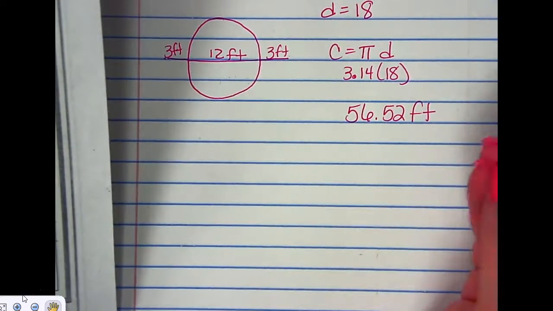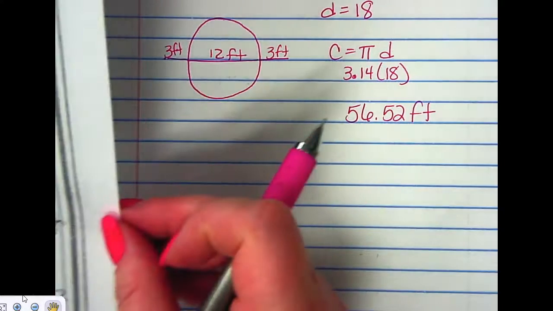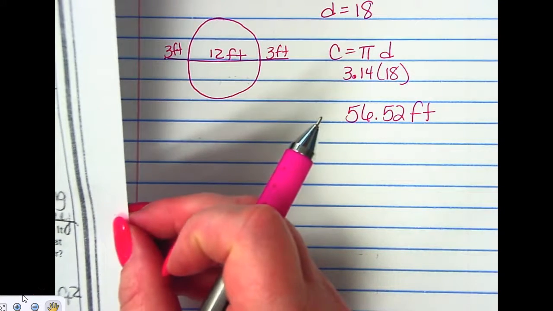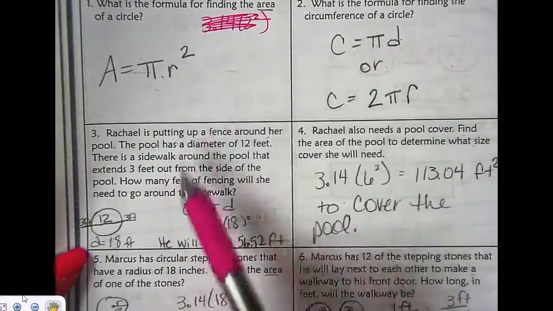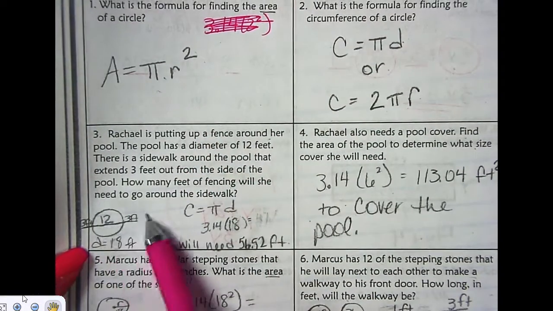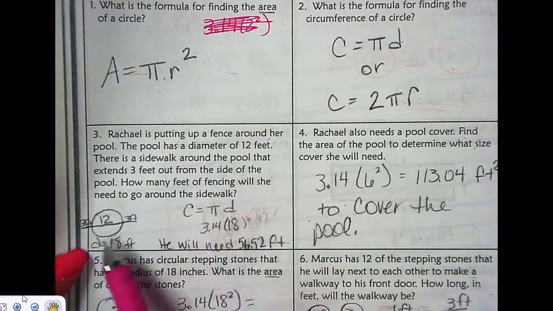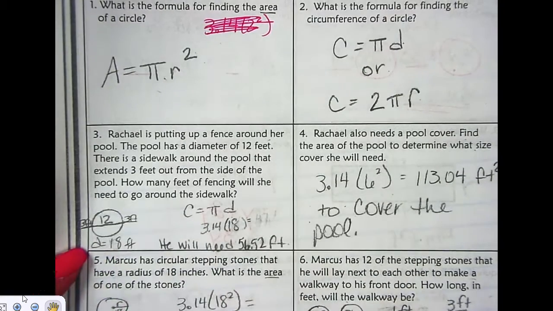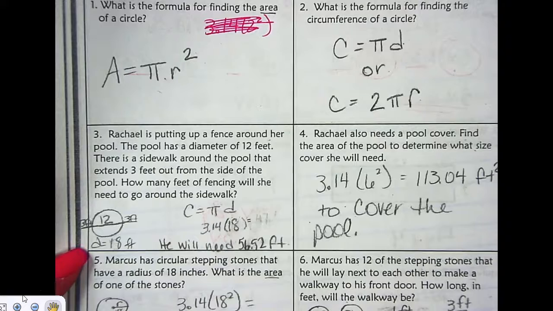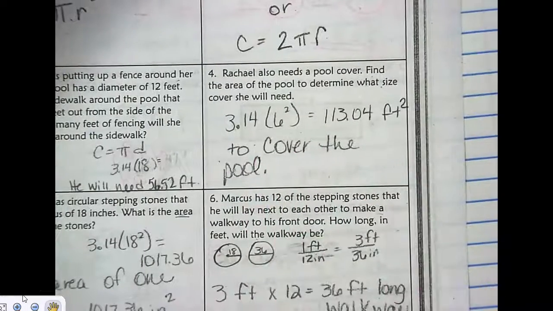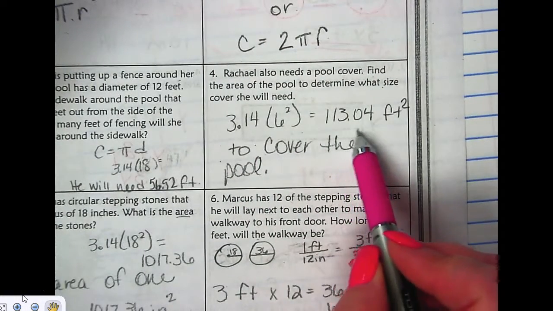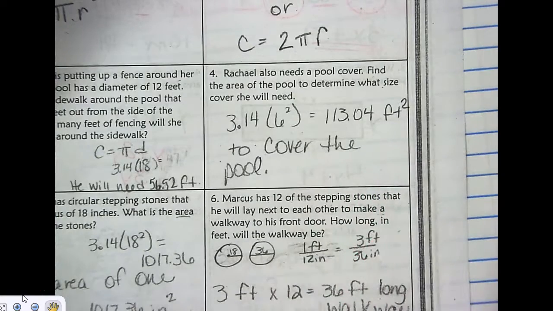Rachel also needs a pool cover. Find the area of the pool to determine what size cover she will need. So area is pi r squared. We're just going to cover the pool and not the sidewalk. So if the diameter is 12, what's the radius? 6. 3.14 times 6 squared is 113.04 feet squared to cover the pool.